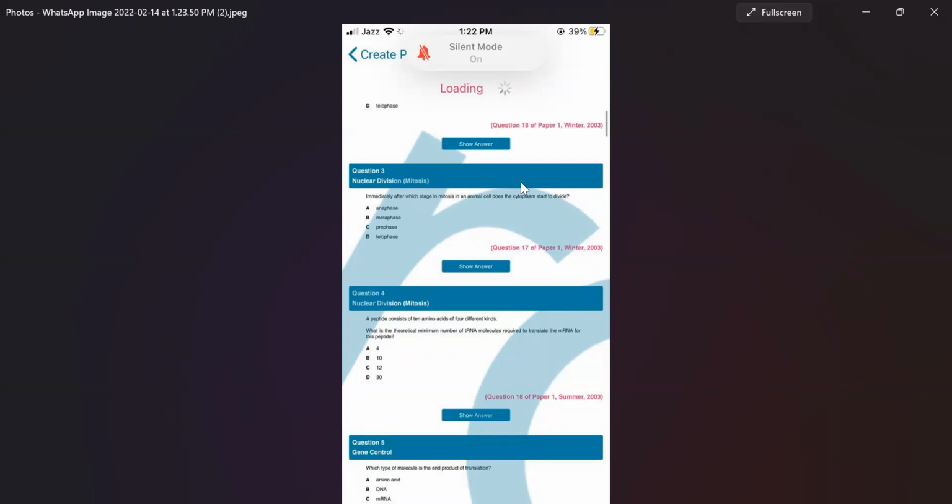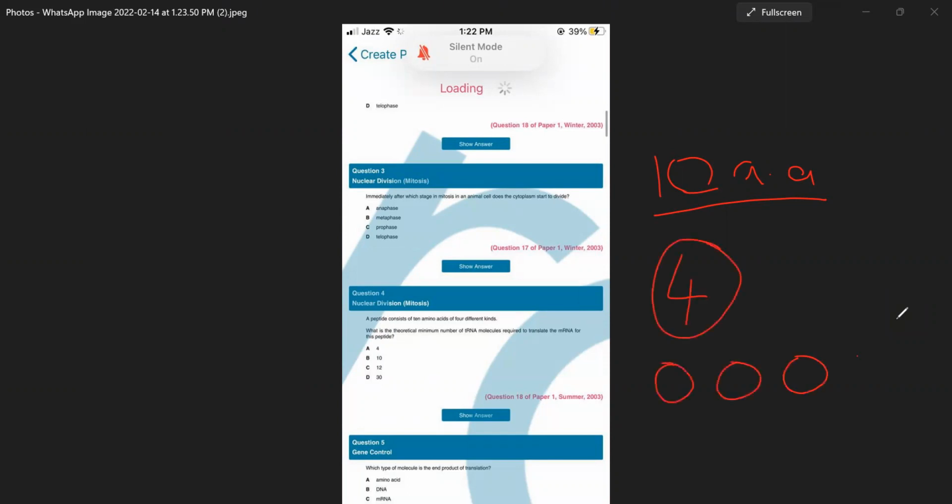Yes, teacher. Okay, a peptide consists of 10 amino acids of 4 different kinds. Now you need to understand this. A peptide, which is a protein simply, consists of 10 amino acids, but of 4 different kinds. So what he's trying to say in this confusing statement is that there are 10 amino acids in total. AA is my mnemonic for amino acid. So there are 10, but made up only of 4 different kinds, A, B, C, D only.